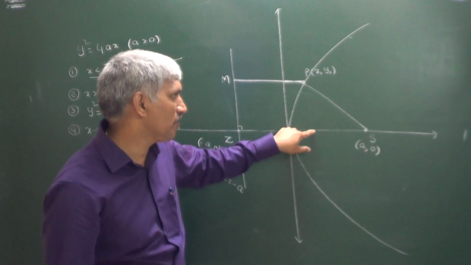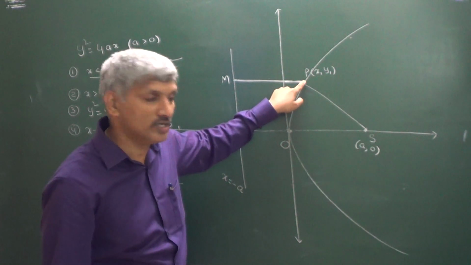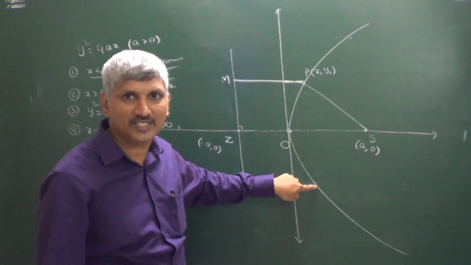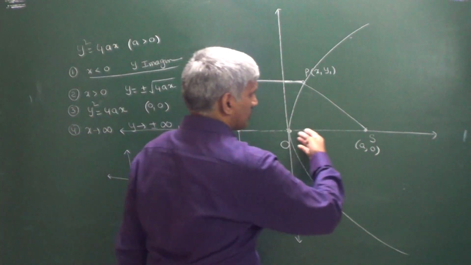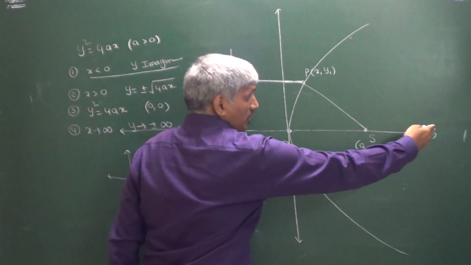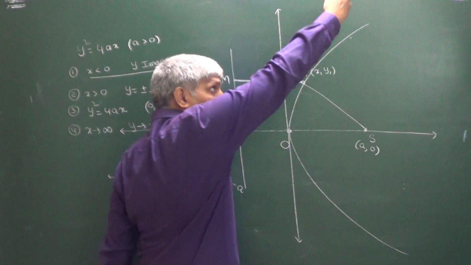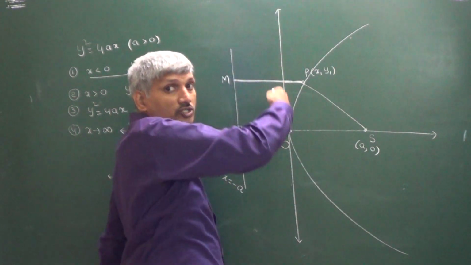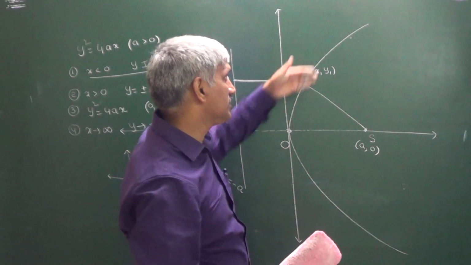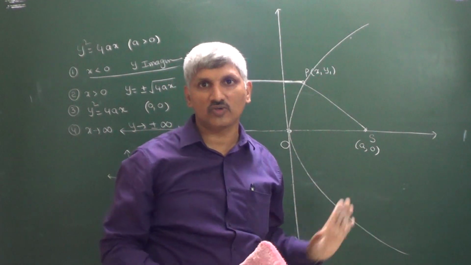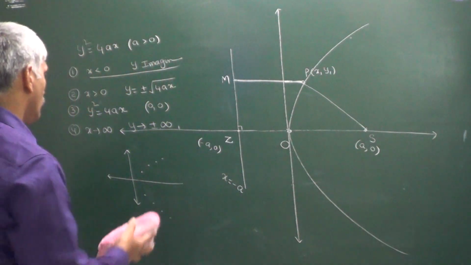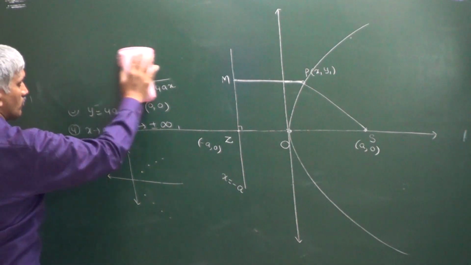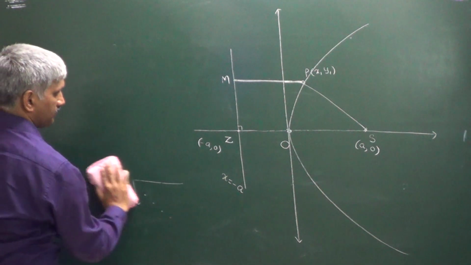Passing through the origin, the graph is symmetric about the x-axis. For every value of x, one y value is upward, one y value is below the x-axis. At the same time, whenever x values are tending to infinity, the graph is also approaching plus infinity and minus infinity. So this is the graph of the parabola y square is equal to 4ax.